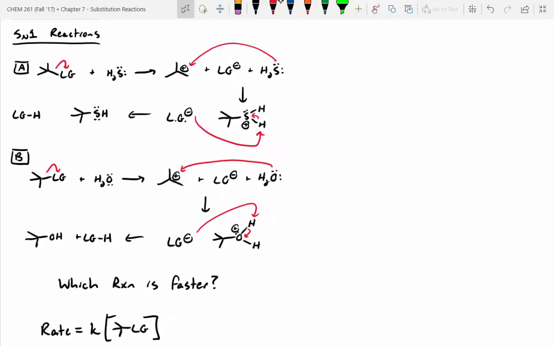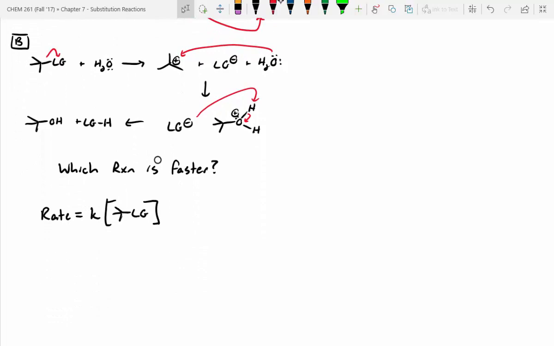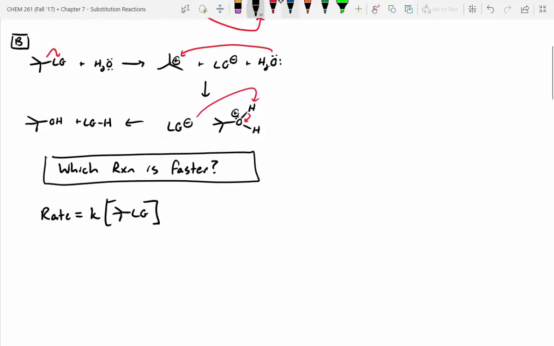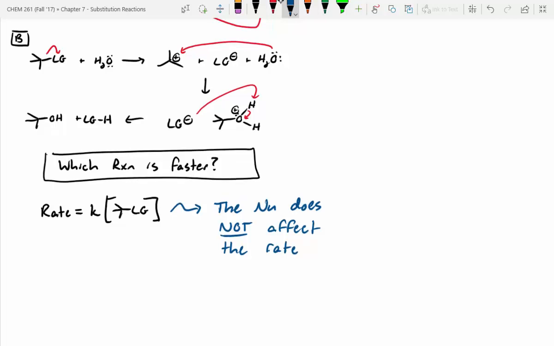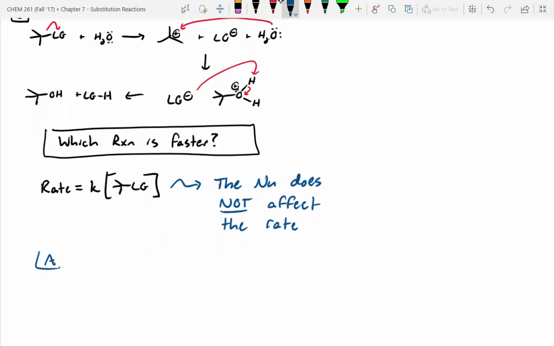Which reaction is faster? Assume the exact same concentrations. They're the same, right? Trick question. So let's make a note of that. The nucleophile does not affect the rate. Therefore, A and B are the same.